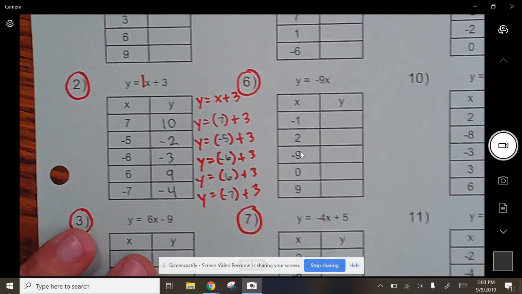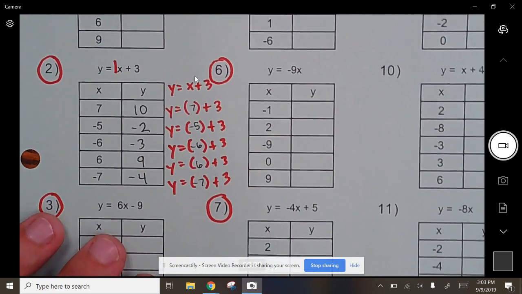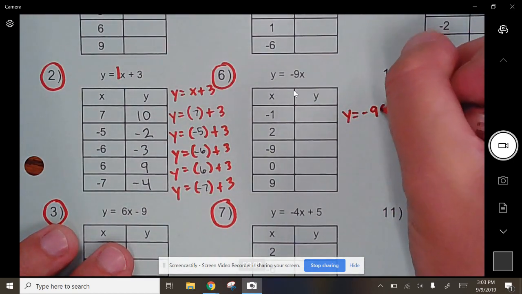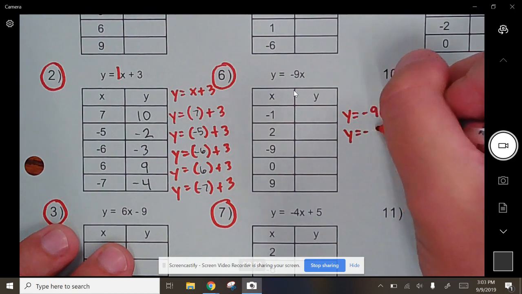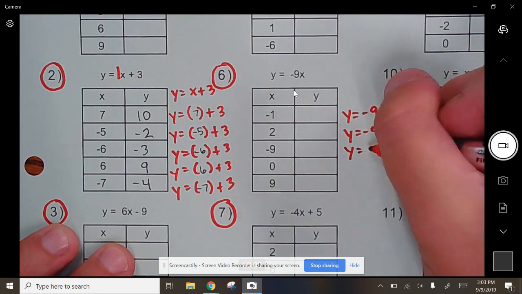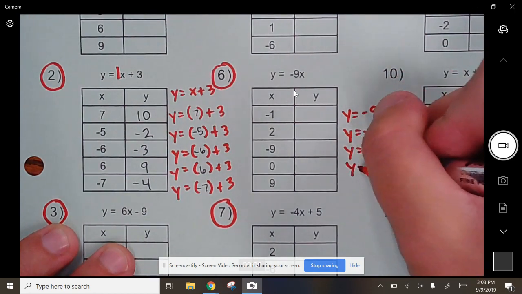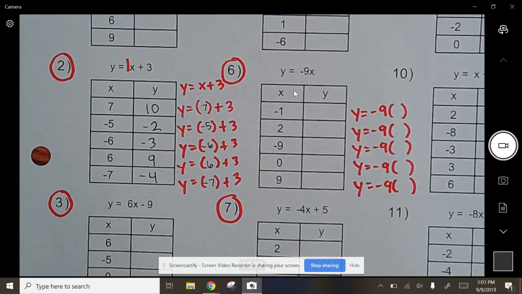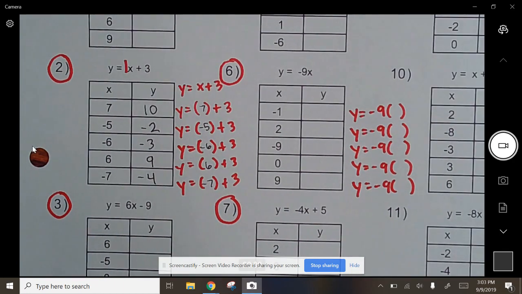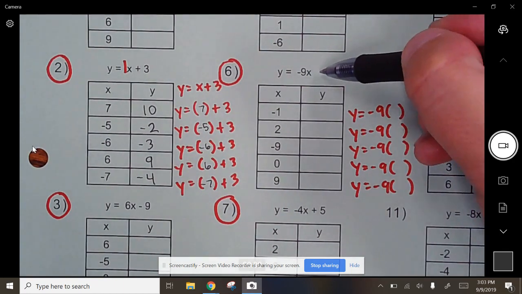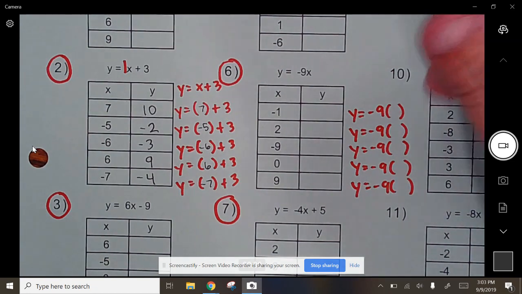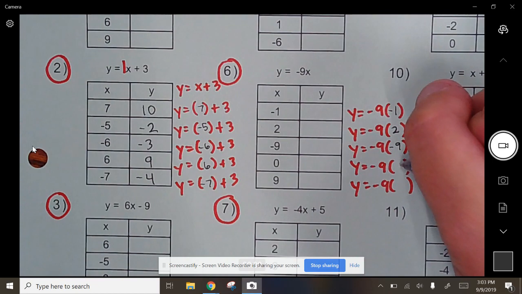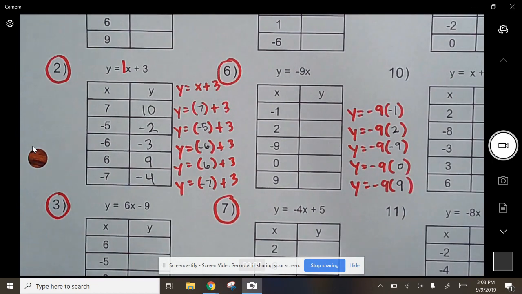All right, let's go ahead and just get over here to number 6, even though it's out of order with numbers. It's okay. Number 6 here, if I write this out, it's y equals -9 times a number. Now, -9 is involved here, but it's being multiplied by x. There's nothing else to plus or minus here, so that makes it pretty easy. Now set it up: -1, 2, -9, 0, and 9.